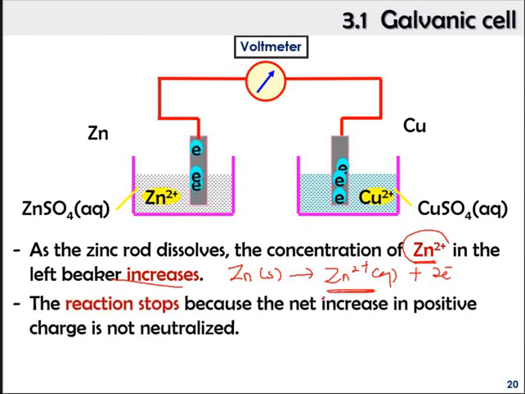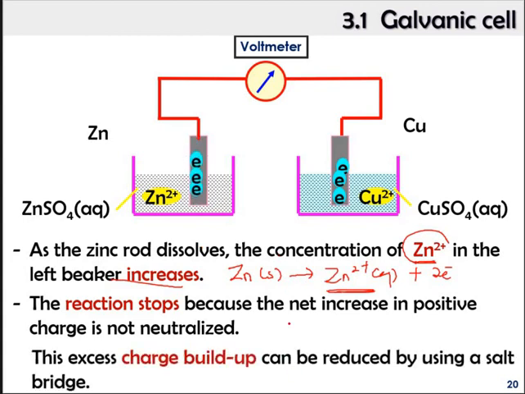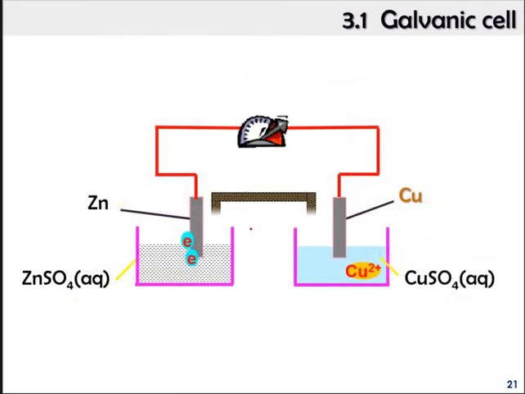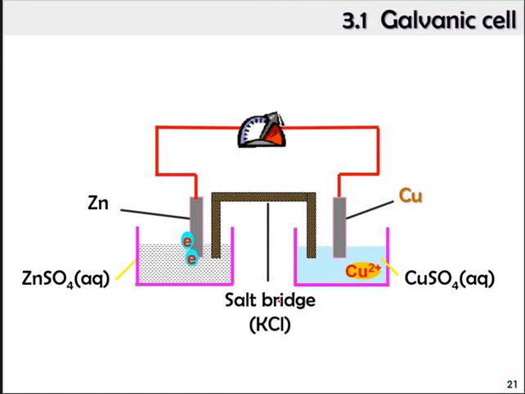So the reaction will stop because the net increase in positive charge is not neutralized. Okay, so dah terlalu banyak dekat sini yang bercharge positif. Okay, so dia reaction akan stop. So this excess charge build up can be reduced by using a salt bridge. Okay, macam mana kita nak neutralize balik yang terlalu banyak yang bercharge positif tadi pada zinc electrolyte. Okay, so kita akan menggunakan salt bridge. For example, KCl salt bridge.